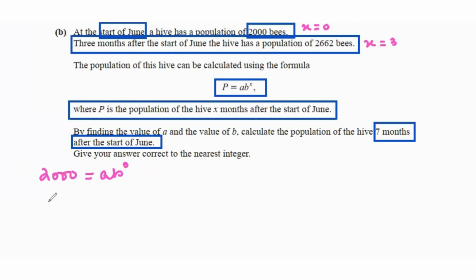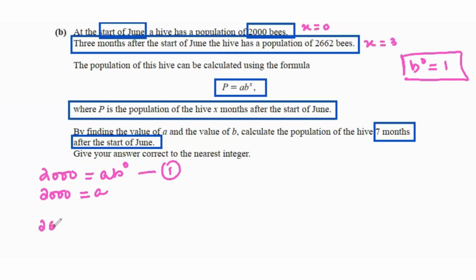So first equation is this, and we know that anything to the power of 0 is going to equal to 1, which means it's going to be 2,000 equal to A. This was your first equation. 2000 equals to A. Second equation is going to be 2662 equals to A times B to the power of 3. But now since we know that A equals to 2000, we're going to replace A with 2000 over here. So 2662 equals to 2000 times B cube.